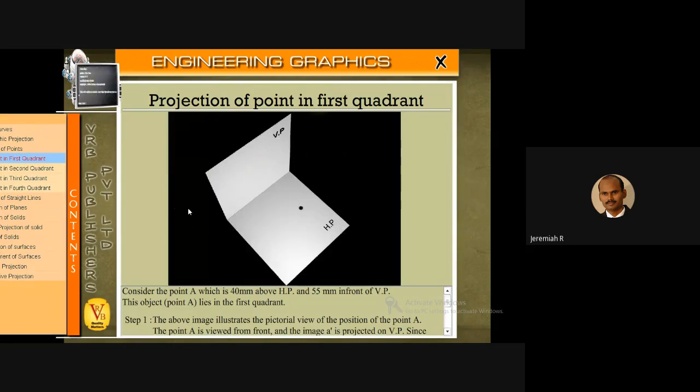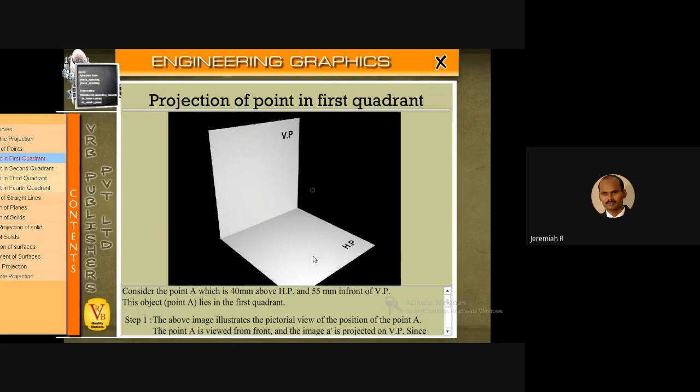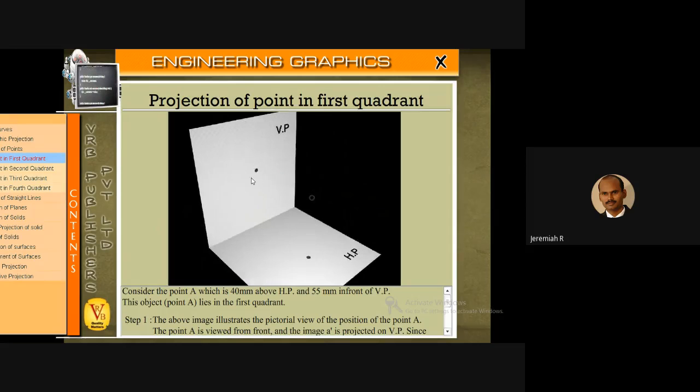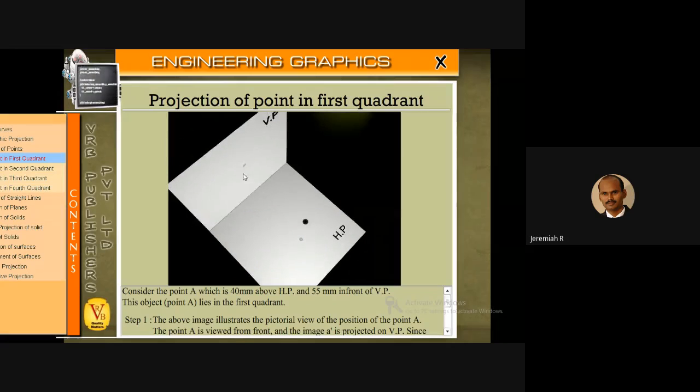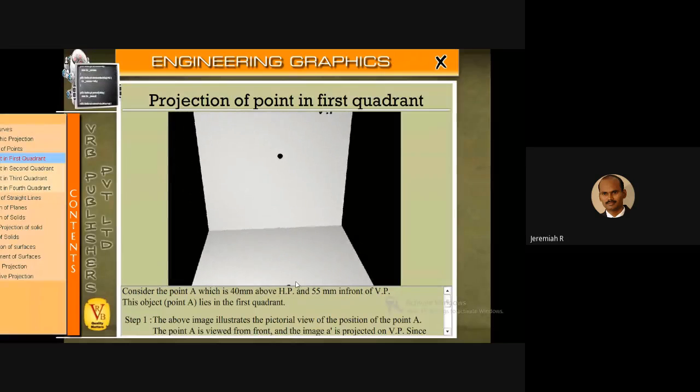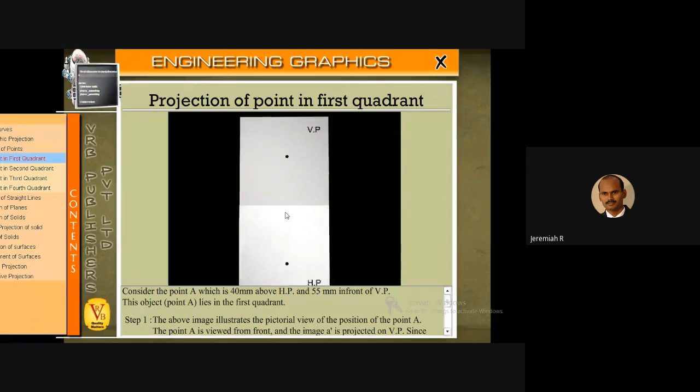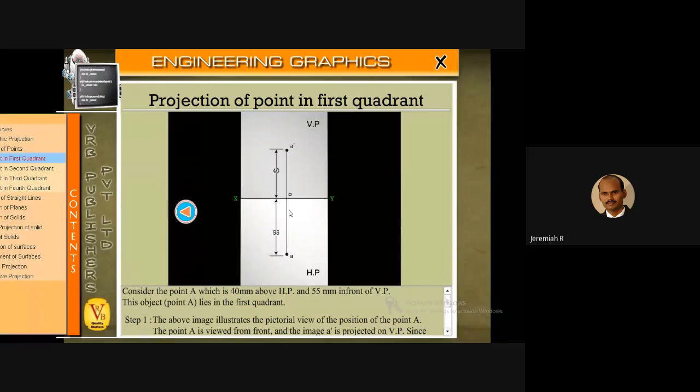We'll just watch one more time. This is above HP. If it is 50 mm, then from here with the value of 50 mm, you will get the point on VP. So this is in front of VP. If the value is 40, then from here with the value of 40, you will get the point. This is the above HP distance.